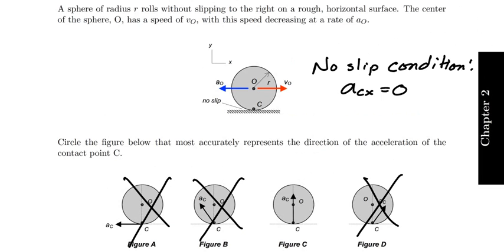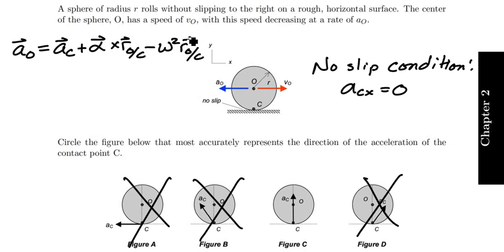Well, what I can do is I can say, well, I know the acceleration of O is going to equal the acceleration of C plus the angular acceleration of the disk cross r of O with respect to C minus omega squared r of O with respect to C. Let's see what I get here. I know that AO is going to be completely in the I direction. I know that AC is going to be completely in the J direction.